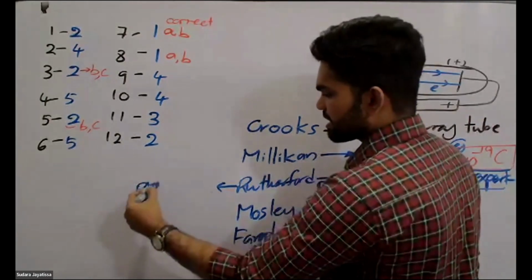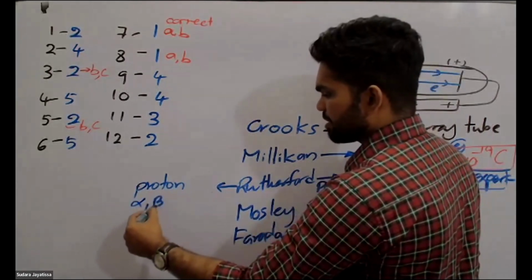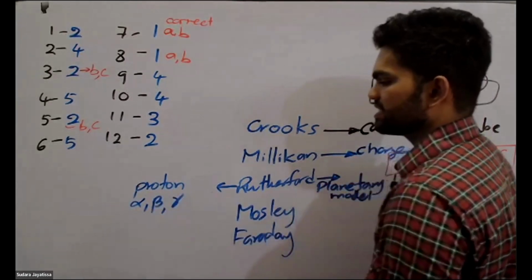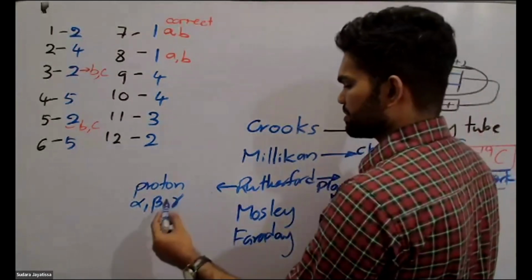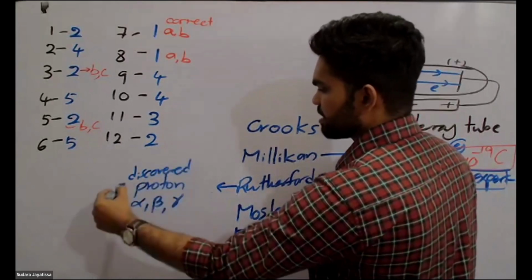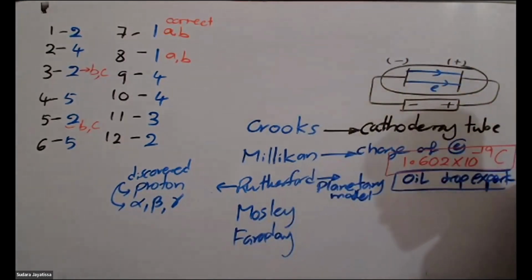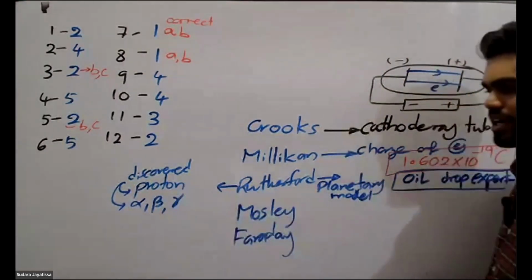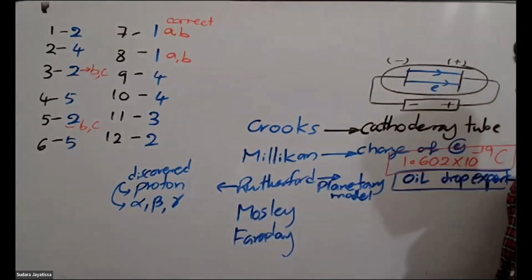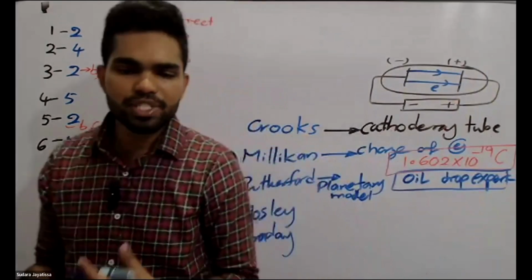He's the one who discovered the proton, and he's the one who discovered alpha, beta, gamma radiations. So Rutherford did that too. Remember, along with the planetary model, there are two other points regarding Rutherford. These things will be mainly important for our MCQ paper.